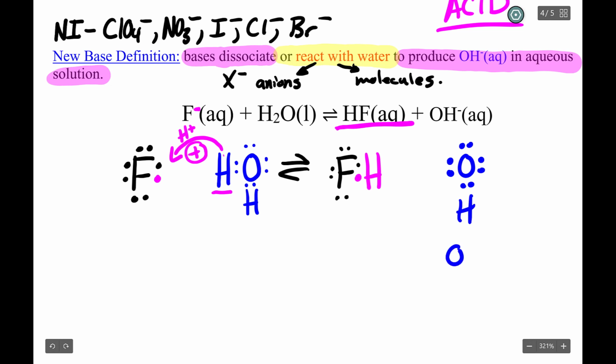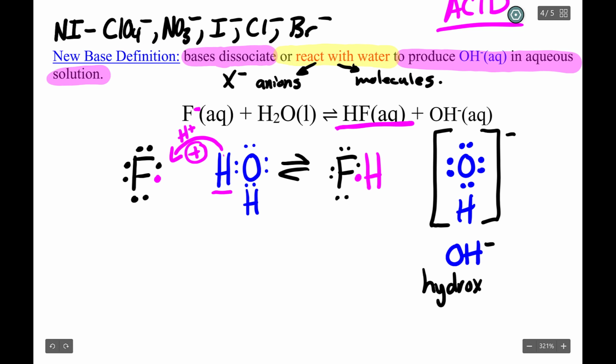Well, that's OH. Now, the reason why it's negative is it has lost a positive. When it lost this hydrogen, the hydrogen is positive. So water in its current state is neutrally charged. It has no charge. But when it loses a proton, which is positive, it becomes negative. So now this is actually negatively charged because it has one more electron than proton. This is called hydroxide, and this is base.